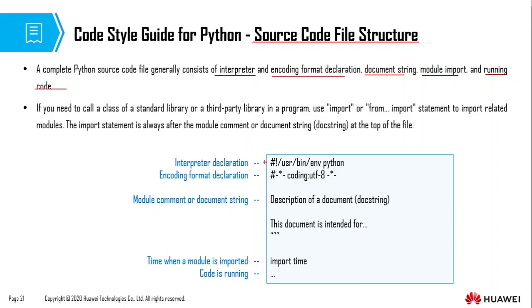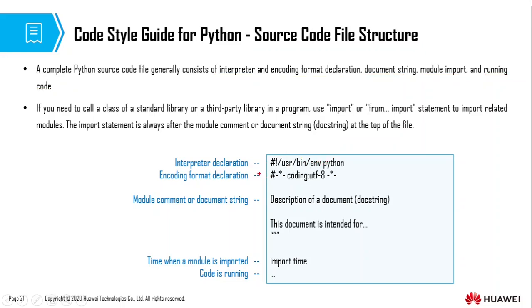So this is the interpreter here. This is how we do the interpreter declaration. The interpreter declaration generally is used to tell us where the interpreter has been installed, the location where the interpreter has been installed. So here it has been installed under the user bin, and then env, then Python. So under this folder, user bin env, like that.